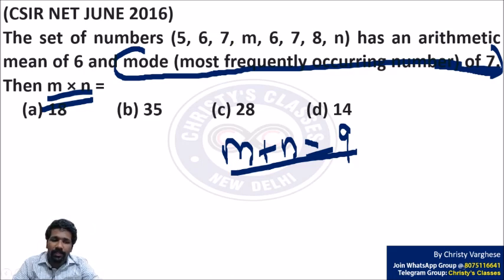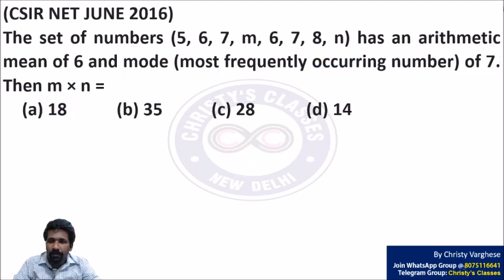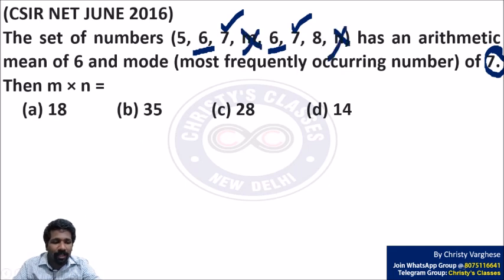Here the question says there is only one mode. 7 is the only mode. That means 7 should be occurring the maximum number of times. No other number should occur as many times as 7 is occurring. That is the meaning. 7 is occurring 2 times. 6 is occurring 2 times. So as of now, not considering M and N, 7 and 6 both are modes.